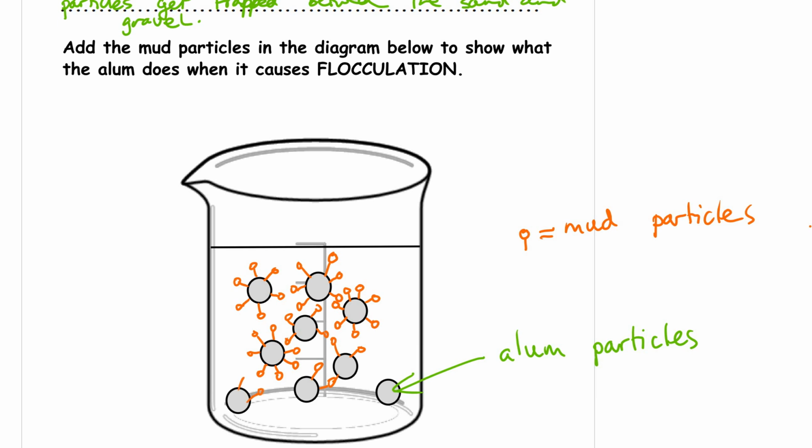Now, this process by which the mud particles are attracted to the alum particles is called flocculation. And that will do for today's lesson.